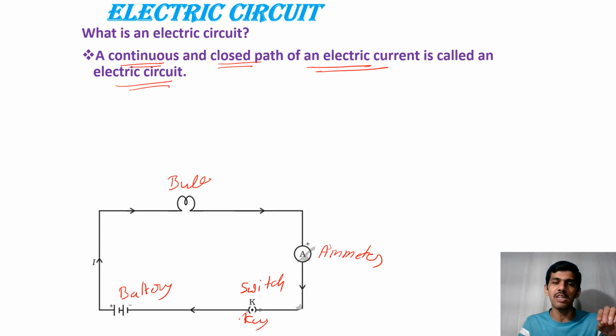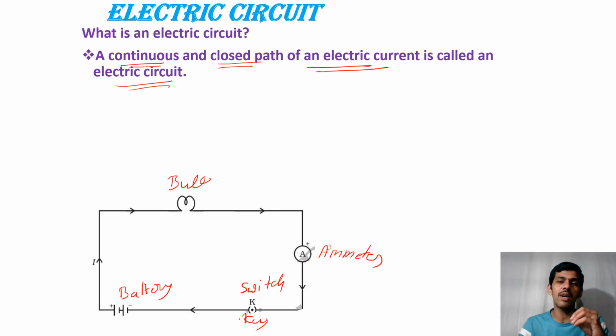And what is the purpose of a switch or a key? It is used to switch on and switch off the circuit. What is the meaning of switching on and switching off? It is making some discontinuity in the path. So it makes a discontinuous path. At that time the current will not flow. So it will allow a closed and continuous path for the flow of charges. That is the purpose of a switch. So this is nothing but a rough diagram of an electric circuit.